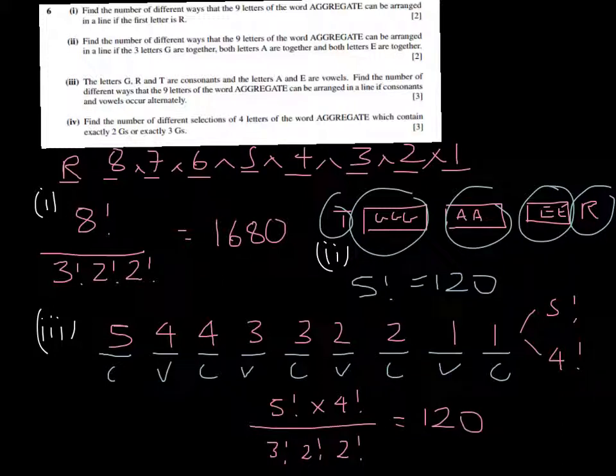Okay, and so then on to part 4. I'm just going to move that out of the way, all the way up there. What are we doing? Find the number of different selections of the 4 letters of the word aggregate, which contain exactly 2 G's, or exactly 3 G's. So we've come across these ones before, and you've got to be careful. You can't just go around doing combination things because you've got duplicate letters. It is a combination type idea because we're talking about selections, not arrangements. So we're just wondering whether we have the letters or not. We don't care what order we've chosen them in, just have we got them or not in our little hands.